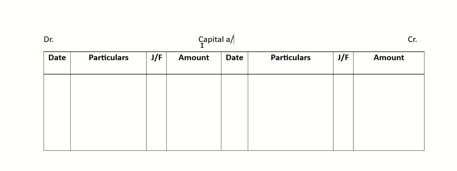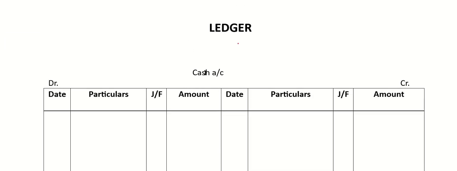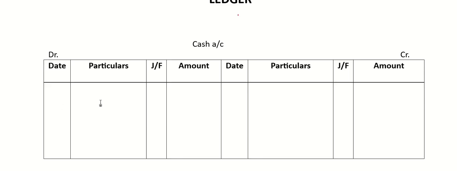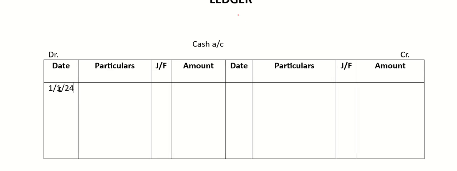Okay, now we know the transaction was cash account debited to. That means the cash account was debited, so we are going to write on the debit side of the cash account. So we are very clear about that. When the transaction happened, it happened on 1/1/2024. And what transaction happened? It was cash debited to what? Just think of the journal entry.